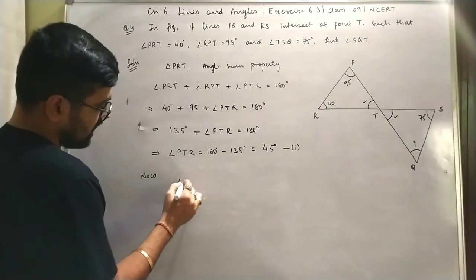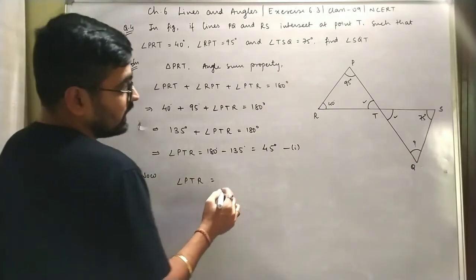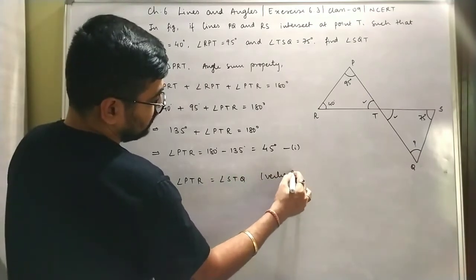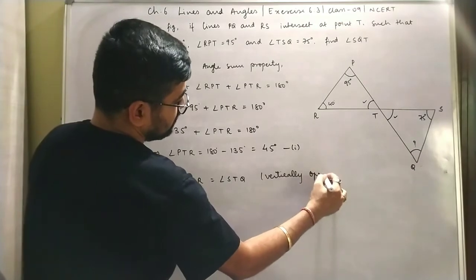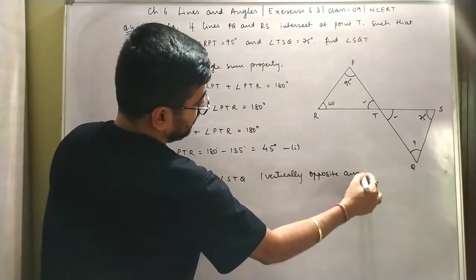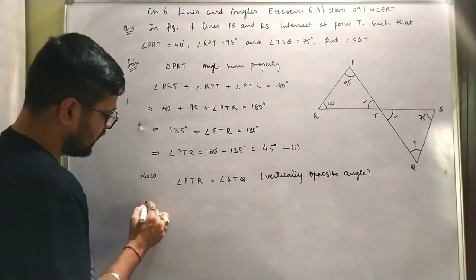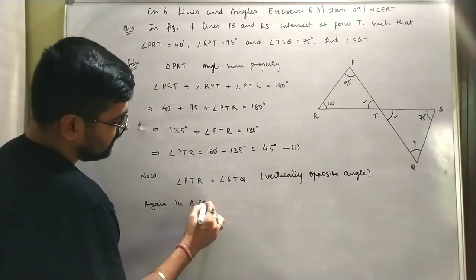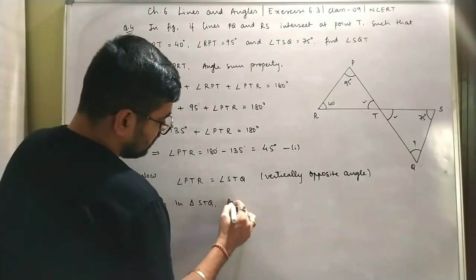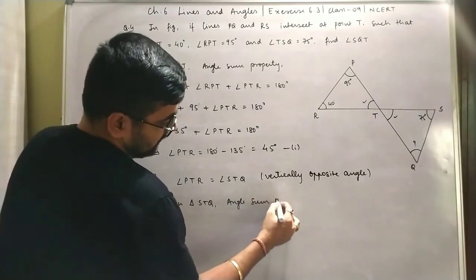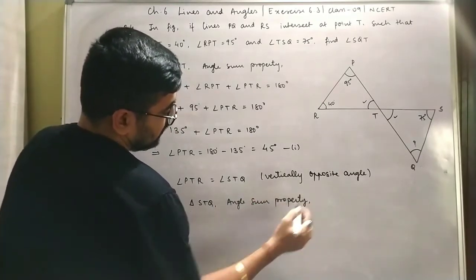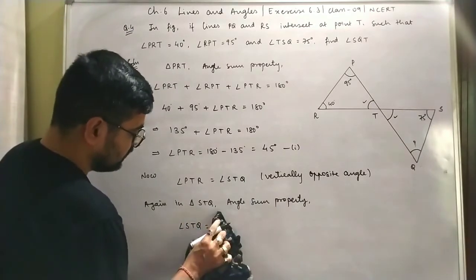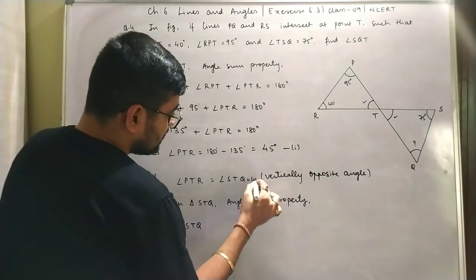Now angle PTR is equal to angle STQ. Why? Because we know the reason: vertically opposite angles. Again, in triangle STQ, angle sum property. Correct? So what will be the angle sum property? STQ, we'll write here this is 45 as well.